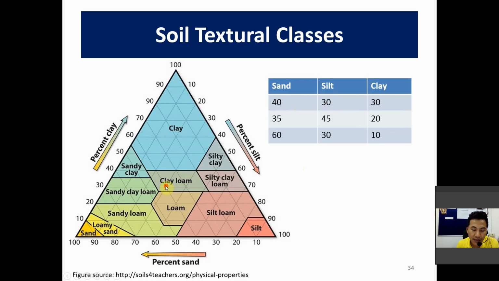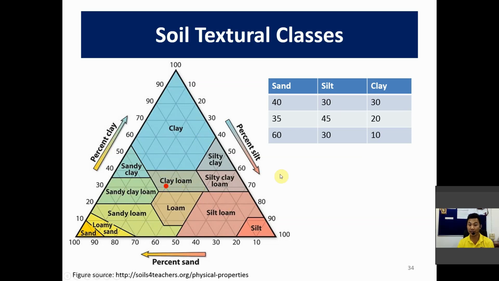You got somewhere here. See that? Sand 40. This is the sand axis, and this is 40. Draw a line up here, right? Silt 30, silt here, and this is 30 down here. And the last axis is clay. You got 30 as well. You see that all three lines come across each other, and that is the point where the soil texture falls into the clay loam region.